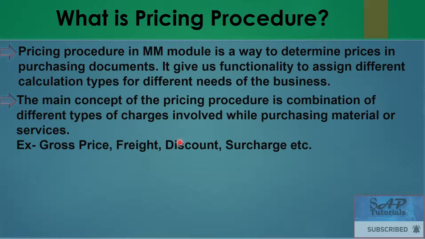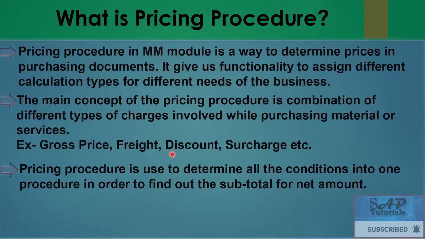Then the main concept of pricing procedure, as I said, is just the combination of different types of charges involved while procuring any type of service or material. For example: gross price, freight, discount, surcharge, tax, etc. Pricing procedure is used to bring all the conditions into one procedure in order to find the subtotal for the net amount. So it will be the combination of various condition types altogether to determine the final price of that service or material.